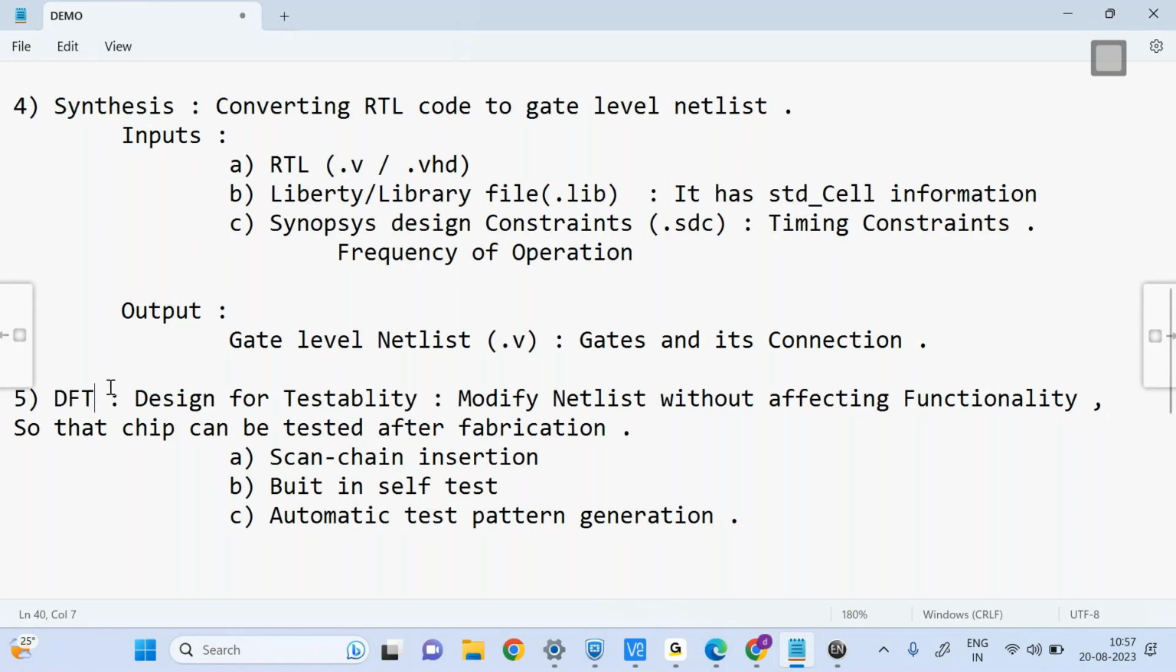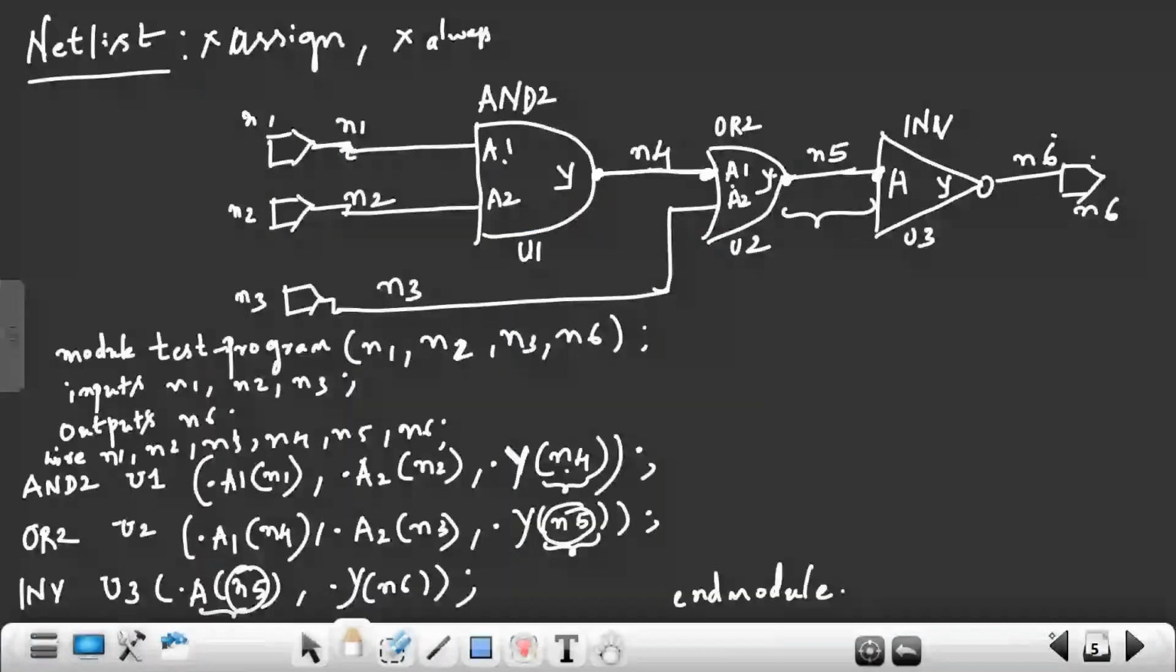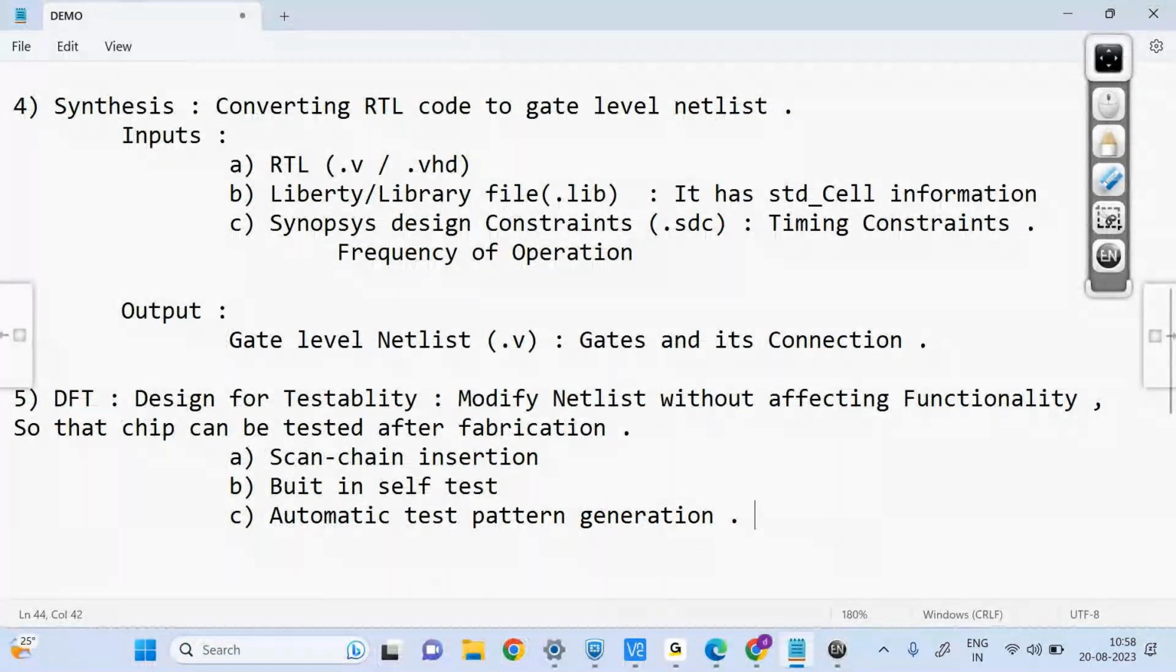So after DFT, what format is the design in? The design is in gate level format. Even this gate level format, my foundry can't understand. As I've already told, the foundry can understand only layout level format. The netlist has only gate information and its connections. Even this, your foundry can't understand. Then what is our role? The next role is physical design.